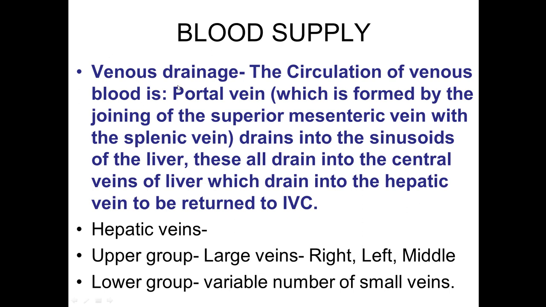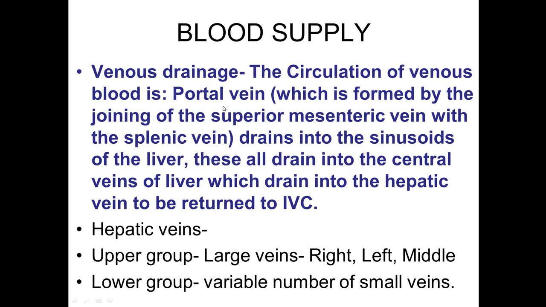Now the circulation of venous blood for the liver is by the portal vein. This portal vein is formed by the union of two veins, the superior mesenteric vein and the splenic vein, and they drain into the sinusoids of the liver. They further drain into the central veins of the liver, which drain into the hepatic veins to be returned to the inferior vena cava. Please don't confuse yourself.